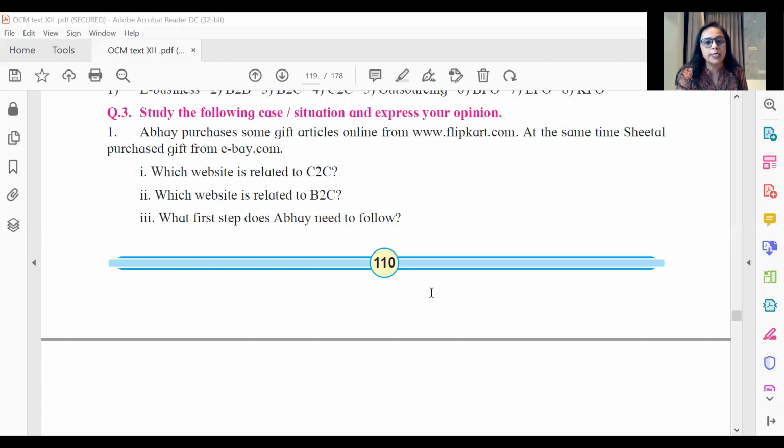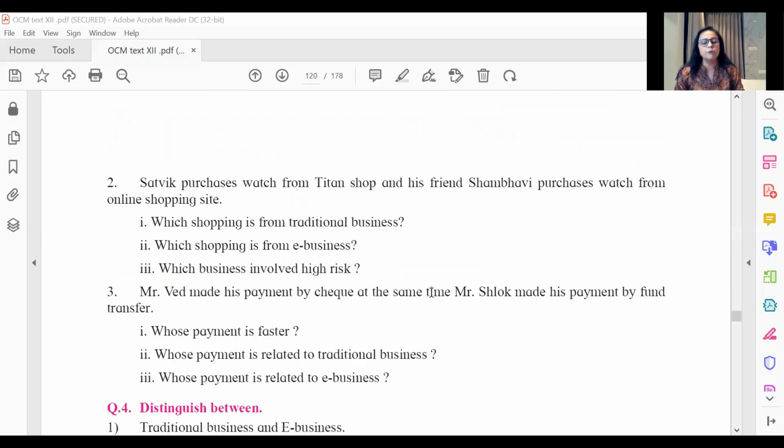We go to the next case study sample that we have in the same chapter. Mr. Satvik purchases a watch from Titan, and his friend Sambhavi purchases a watch from an online shopping site. Which is the traditional business? Mr. Satvik purchasing from a Titan shop. He's actually visiting the shop, and that's the traditional form of business. So which shopping is from e-business? Ms. Sambhavi purchasing a watch from an online shopping site is an example of e-business.